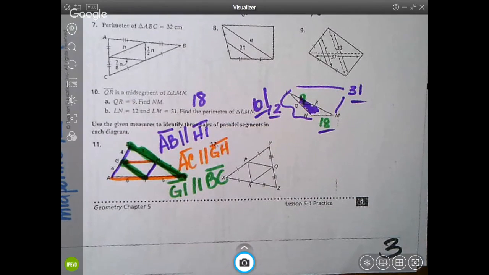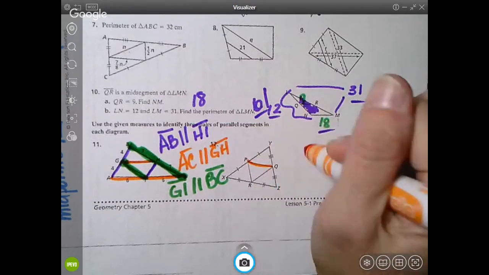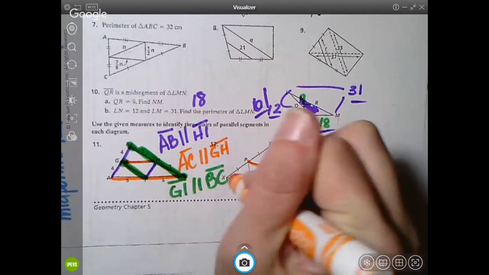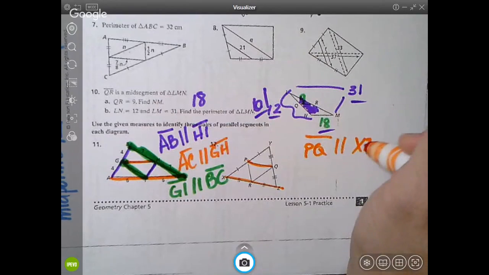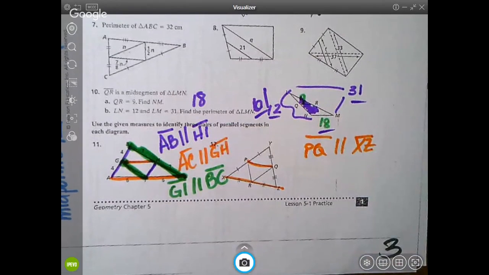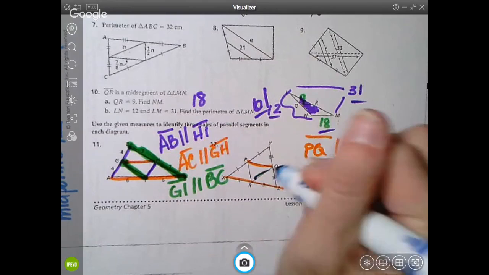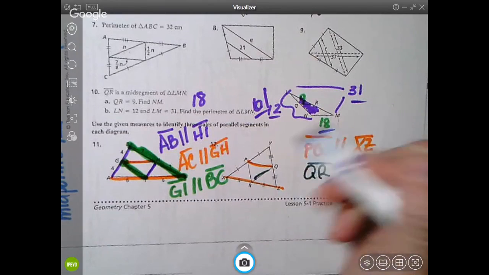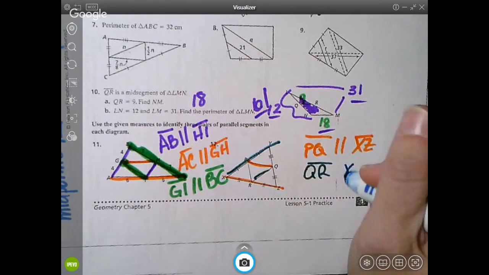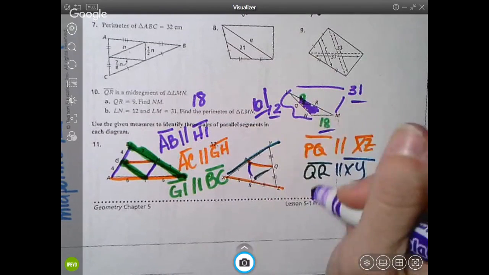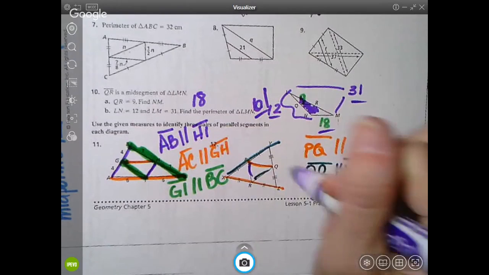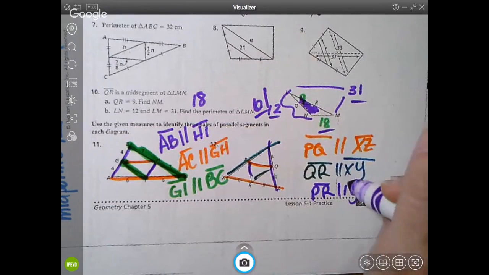Do we need to do number 12 or do we understand the parallel line thing? So real quick, here's PQ. The long line that it's not going to touch is XZ. Here we have QR. The long line it's not going to touch is XY. Here's PR. The long line it's not going to touch is YZ.